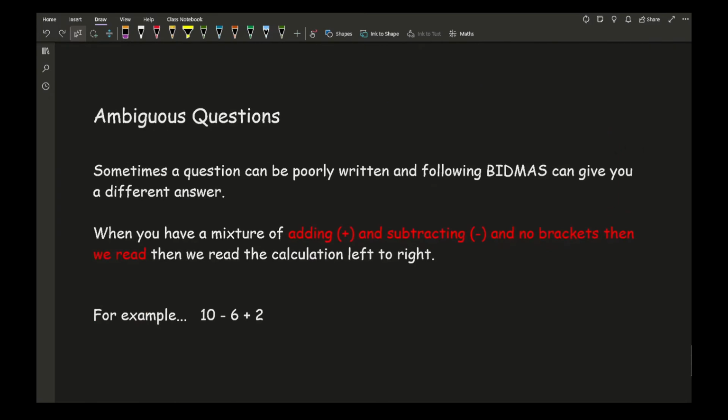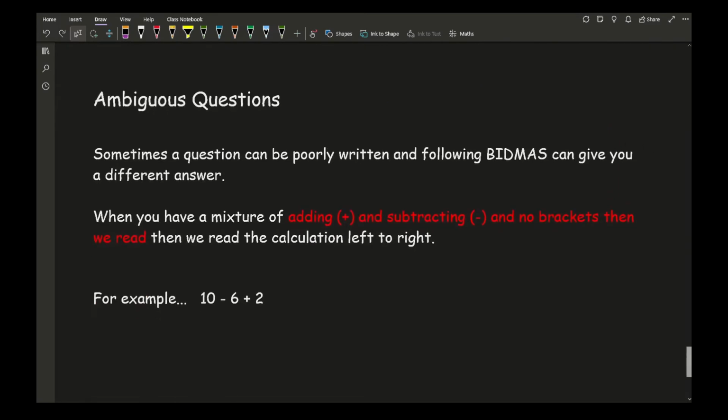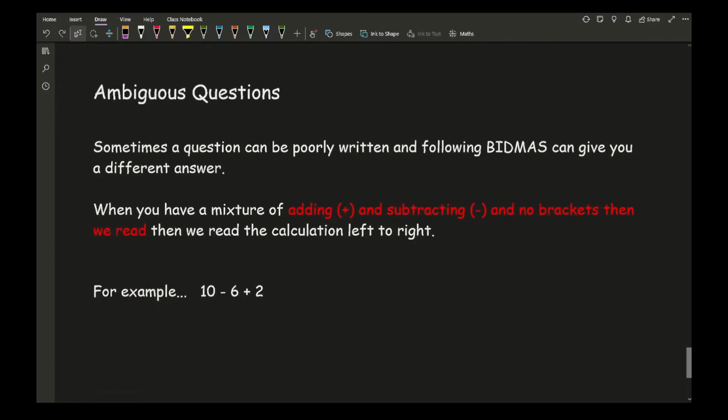Now, the next thing we move on to is ambiguous cases. Sometimes a question can be poorly written and following BIDMAS can give you a different answer. When you have a mixture of adding and subtracting with no brackets, then we tend to work out the calculation reading from left to right. Now, again, this goes against BIDMAS.